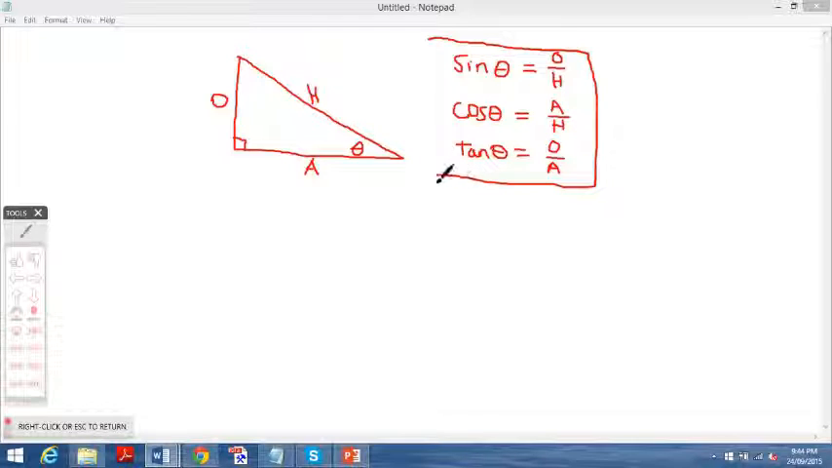So, if you know these three formulas, you can work out the side lengths or the angle if you're given enough information within these triangles.